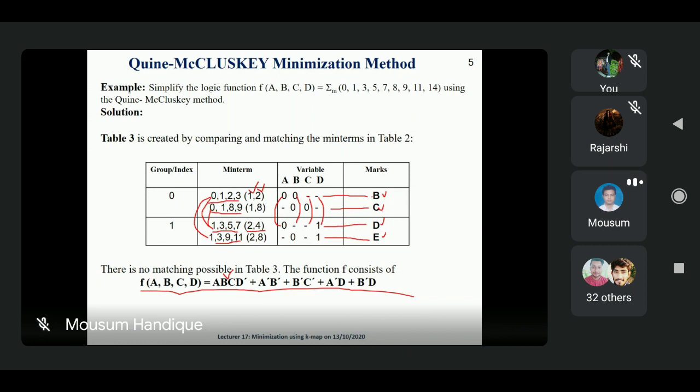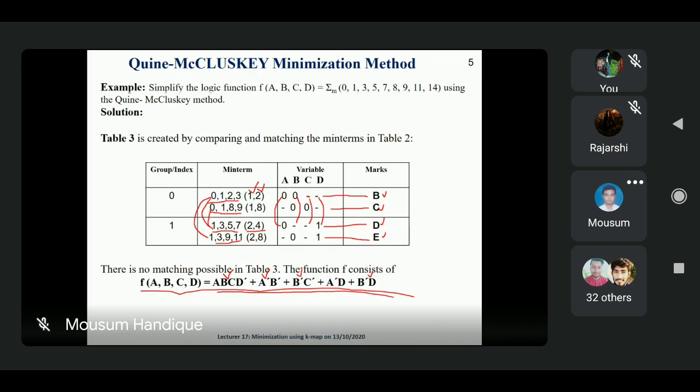Next one is B. Only C and D we don't know, whether 0 or 1, but we know A is 0 and B is 0. So here I am writing A bar B bar. After that, for C we get 0 and 0, and A and D we don't know. So we write B bar C bar. D is what? A is A bar, and 1 means D. So here I am writing A bar D. And this one, E, is B bar, and D is 1. So here I am writing B bar D. So this is the expression.